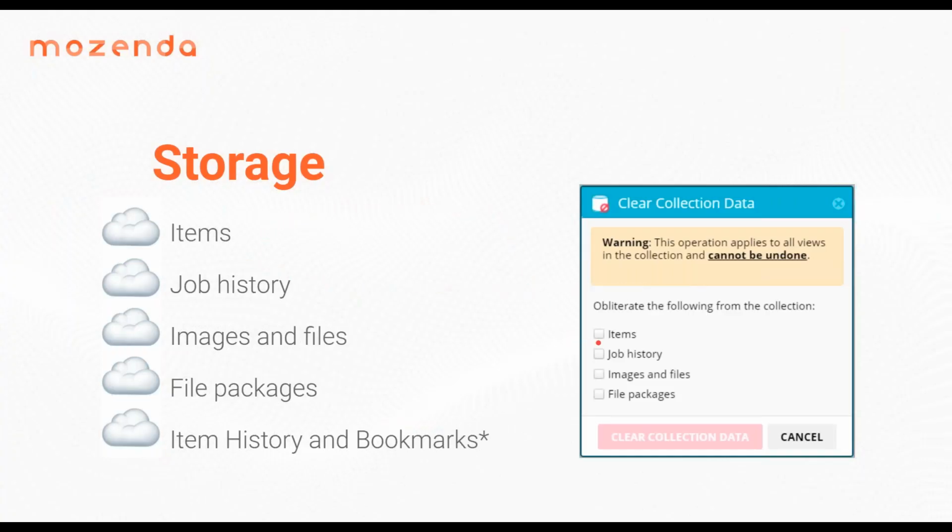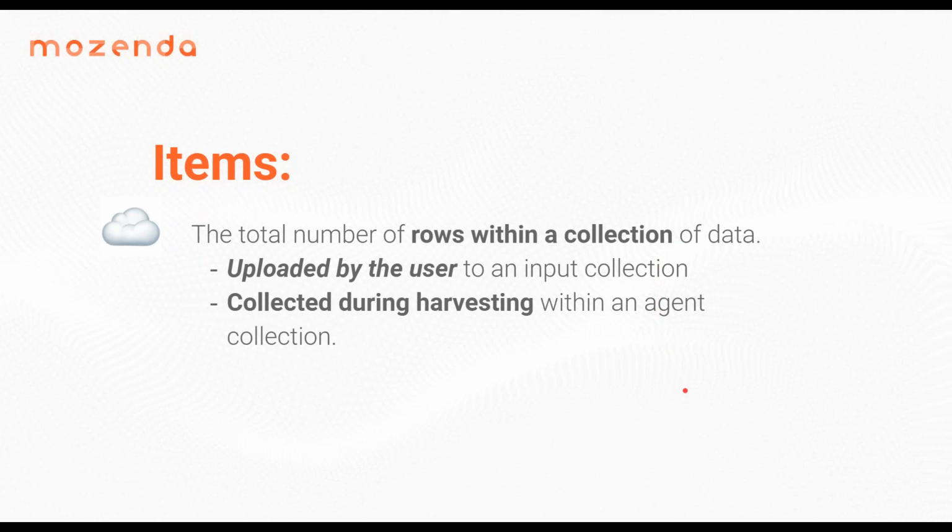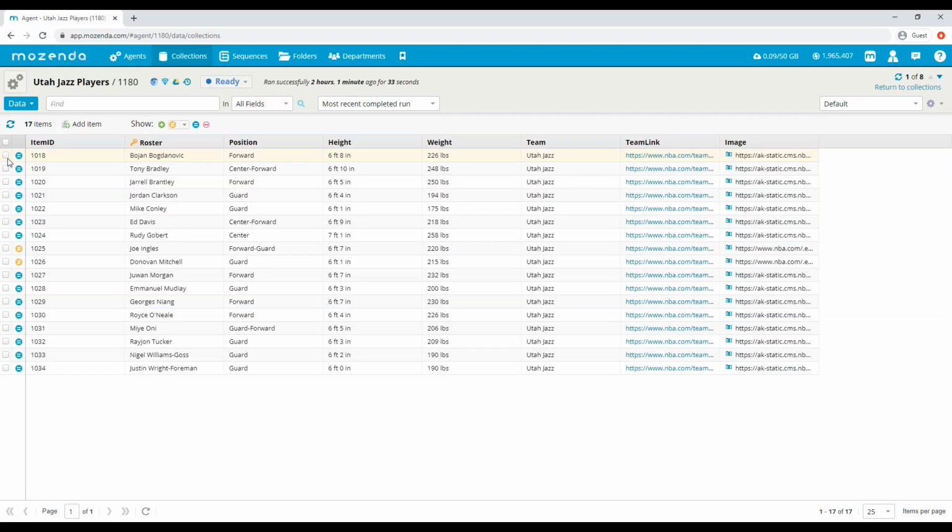We have our items, job history, images, files, and packages. We're going to go through each one of these so that you know what to obliterate or clear from your history and can make more informed decisions about your data. Items are the total rows within a collection. Like Brian mentioned, we have each one of these lines. So an item would be each one of these rows here.